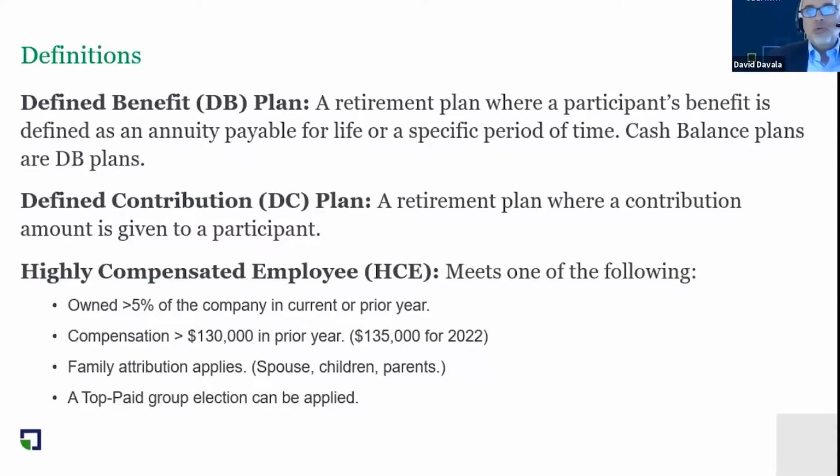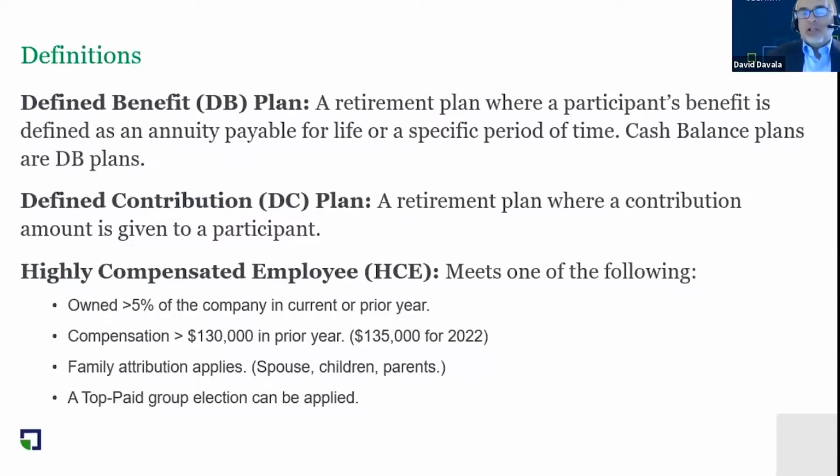And family attribution applies to the HCE designation. So if someone is deemed to be HCE because of one of the two tests, and they have family also working at the company, their spouse, child, or parents, then they are also considered HCE. Their ownership or compensation doesn't matter. It's because they have that family relationship.